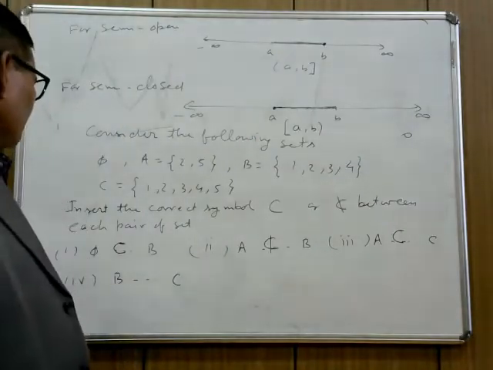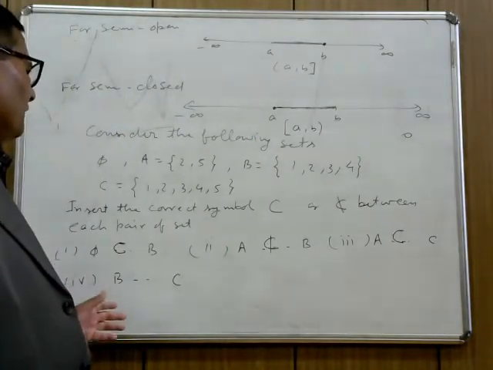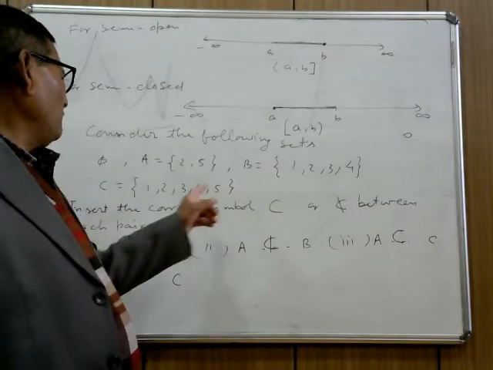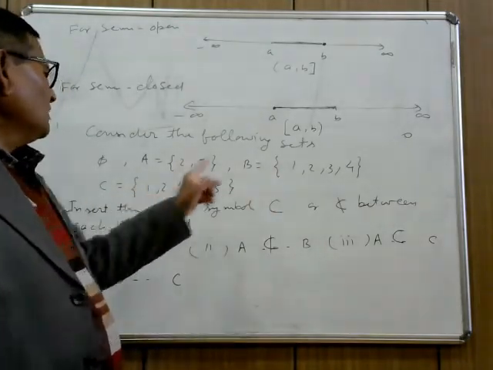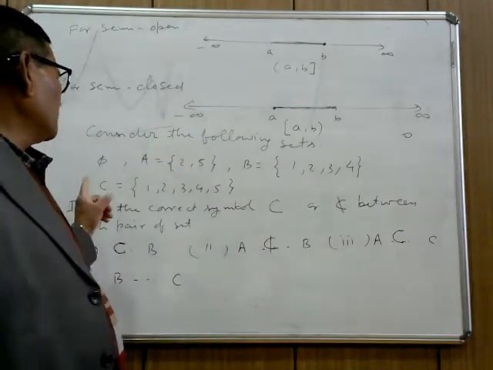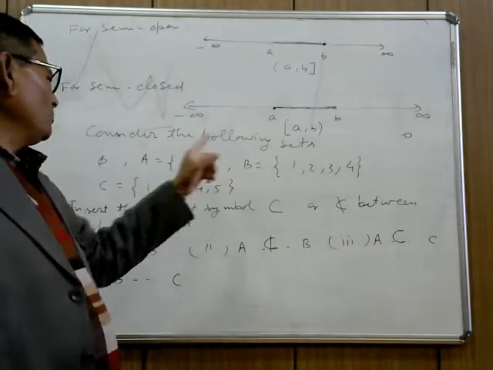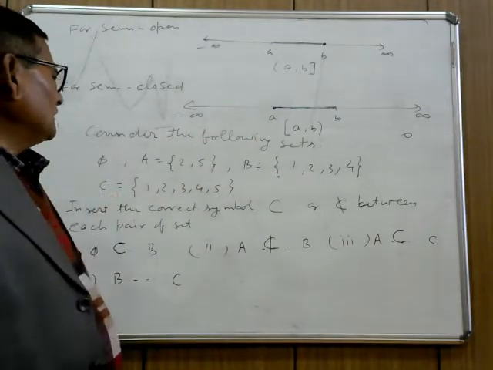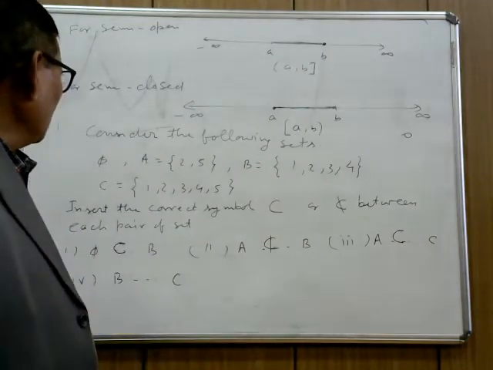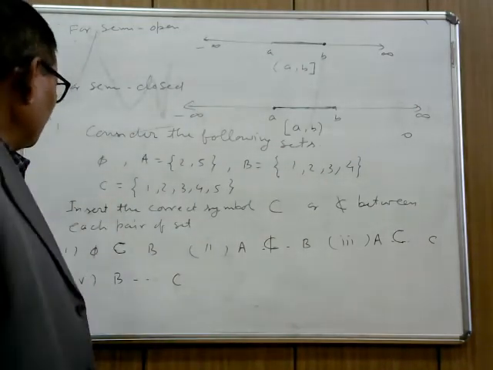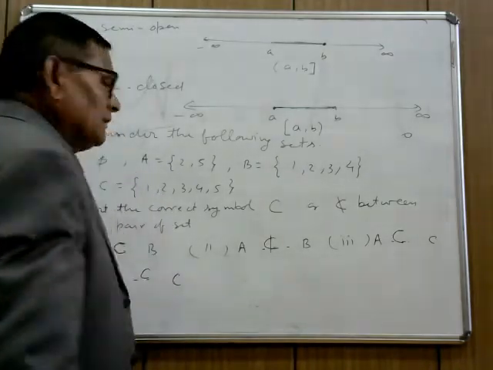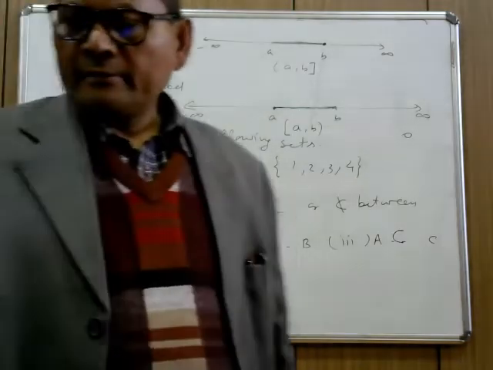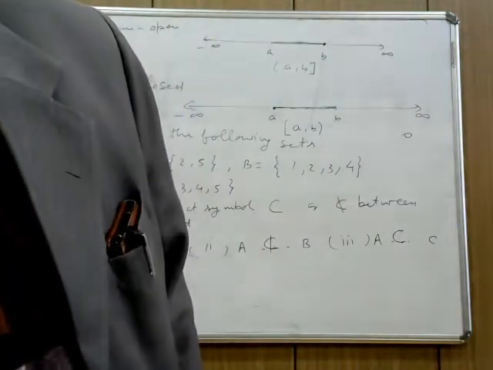Now, fourth part. What about B and C? 1 belongs to B, 1 belongs to C. 2 belongs to B, 2 belongs to C. 3 belongs to B, 3 belongs to C. 4 belongs to B, 4 belongs to C. In this way, every element of B is a member of C, therefore B is a subset of C. So in this way, you tackle all such types of questions.